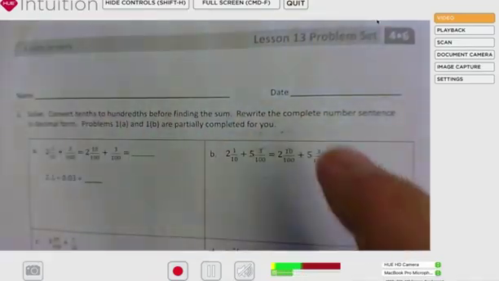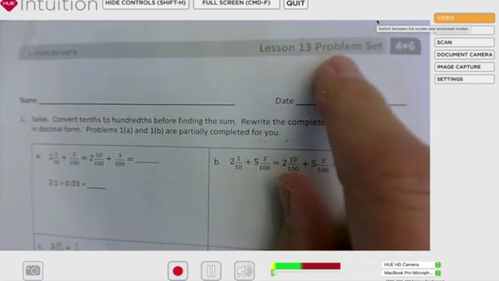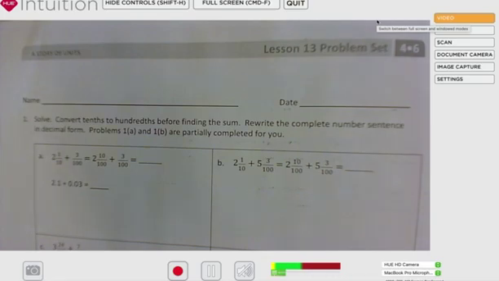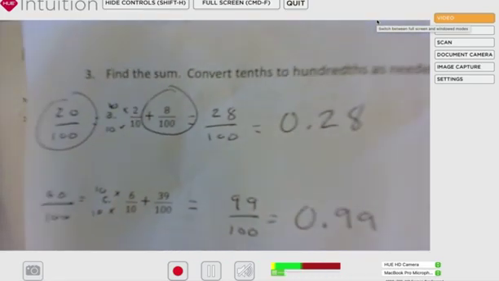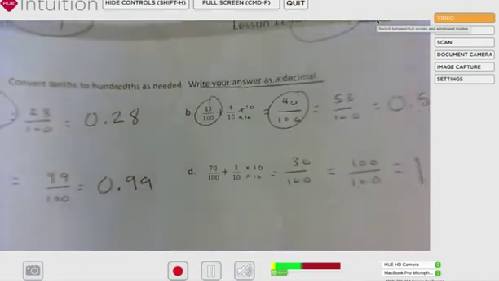So today we're going to be doing lesson 13, the problem set in lesson 13. Before we do, let's talk a little bit about lesson 12. Lesson 12 was an interesting one because, and I apologize for this being so sloppy, this is just my answer key from yesterday.